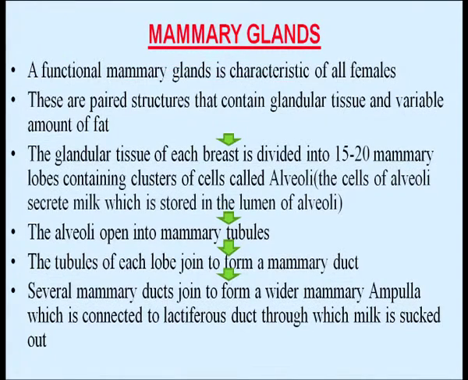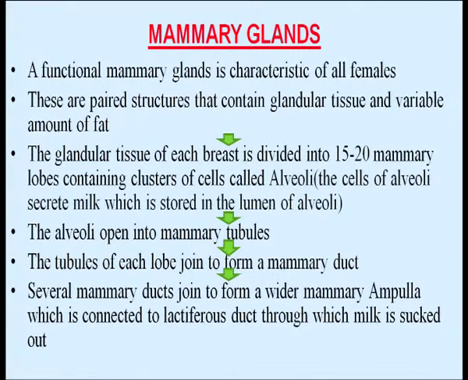Now we will talk about mammary glands. A functional mammary gland is characteristic of all females. These are paired structures that contain glandular tissue and a variable amount of fat. The glandular tissue of each breast is divided into 15 to 20 mammary lobes, which contain clusters of cells called alveoli, and these alveoli are different from the alveoli found in lungs. The cells of alveoli secrete milk which is stored in the lumen of alveoli.